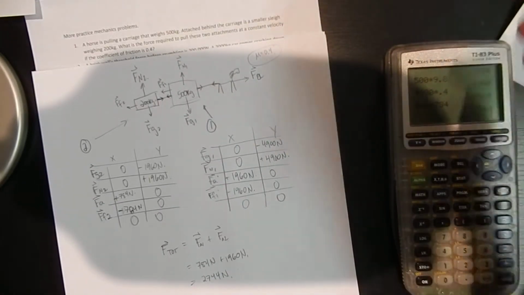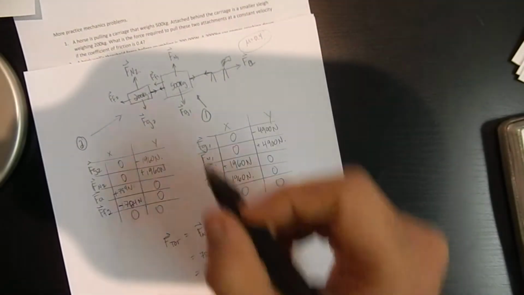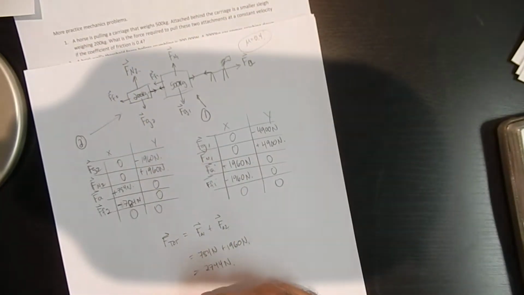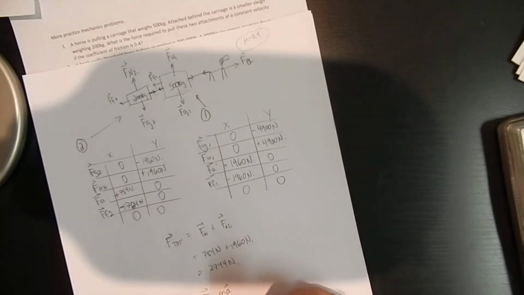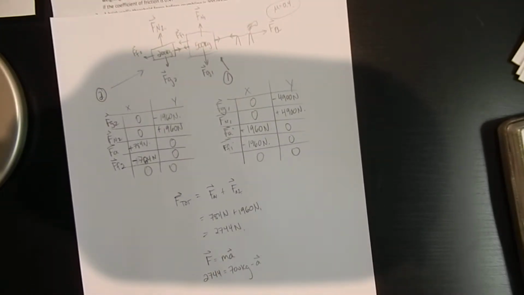Alright? Now if I were tricky and I wanted to ask you for acceleration, I didn't here, but let's say I did, you would divide it by the mass of everything together. So you would do force is equal to mass times acceleration, and the force is equal to 2,744, and the mass is equal to 700 kilograms times acceleration. I'll let you solve for that if you're interested in it. Alright, so that was number 1 on the second problem sheet.